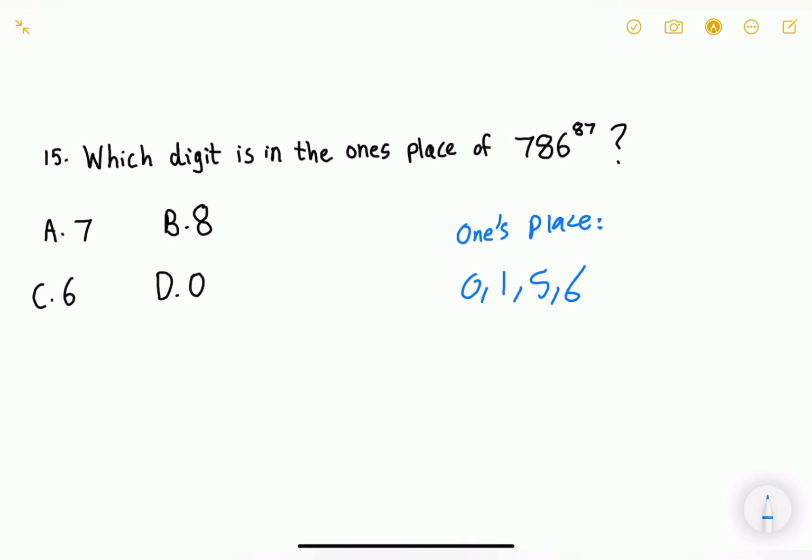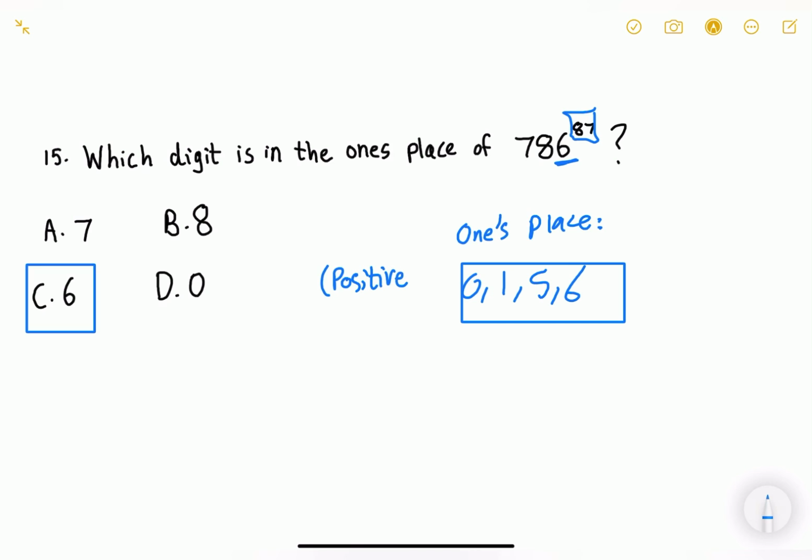So what does this mean? We have a positive integer right here, which means the ones place digit is 6. It does not change. That means our answer is simply C. This one was pretty simple. What did you guys think? I think this rule applies to 0, 1, 5, and 6, and if you have this memorized, you will do very well. And it only applies when the exponents are positive integers.